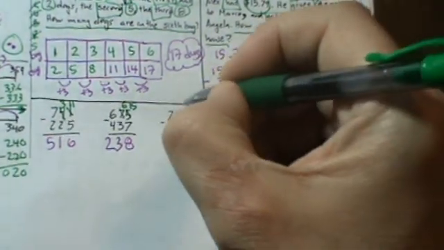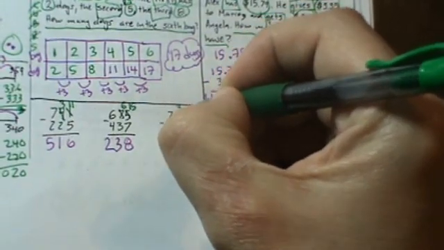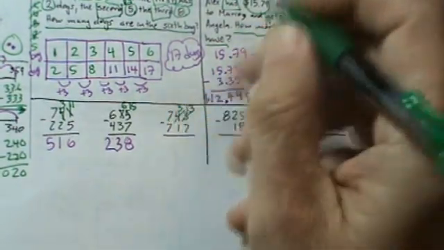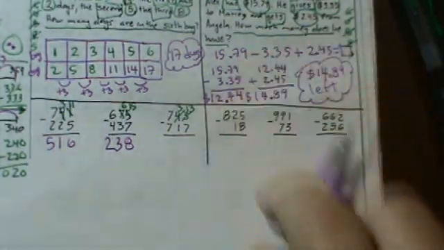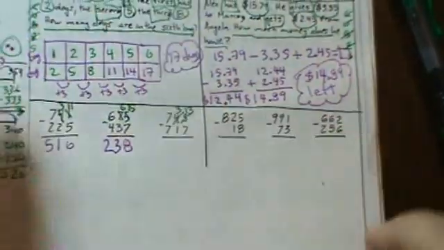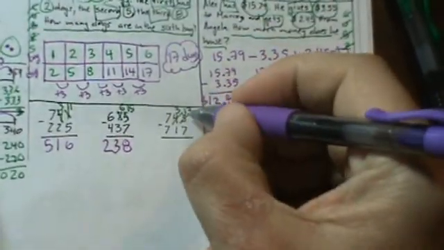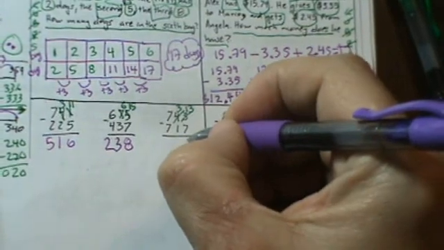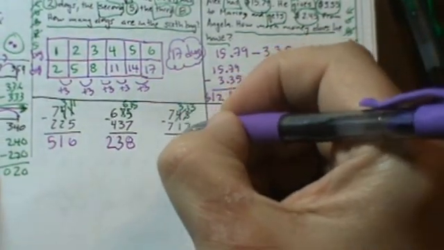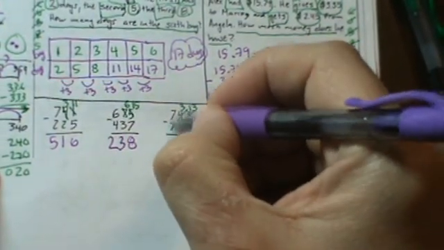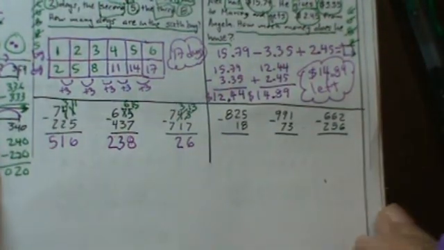Next one. 3 minus 7, I can't. I ask the neighbor. This 4 is going to be 3, and the 3 is going to be 13. 7 to get 13. So it's 7, 8, 9, 10, 11, 12, 13. Is 6. 13 minus 7 is 6. 3 minus 1 is 2. And 7 minus 7 is 0. So this is 26.